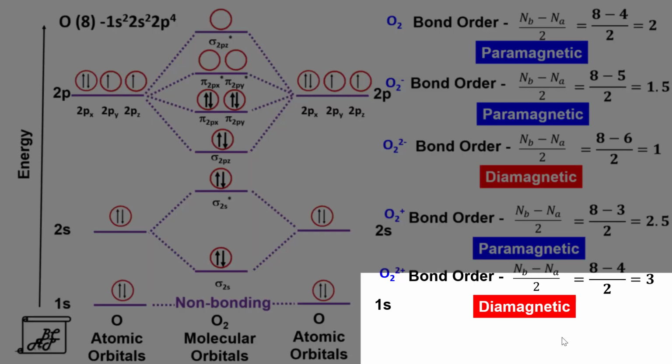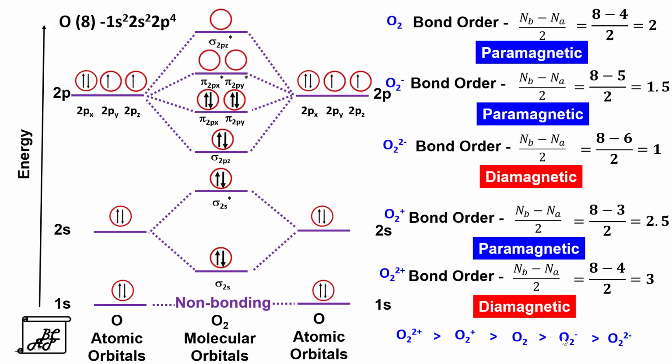So looking at the bond order, the order of stability of these various molecules will be such that oxygen dipositive cation will be highly stable and oxygen di-negative anion will be least stable. Now let's apply the molecular orbital theory to fluorine molecule. Fluorine atomic number 9, electronic configuration 1s2, 2s2, 2p5.